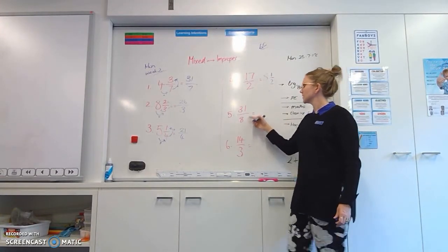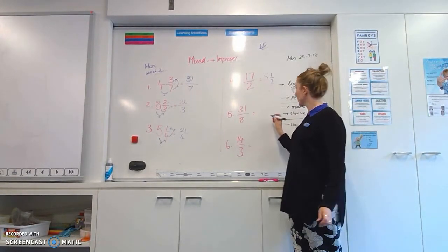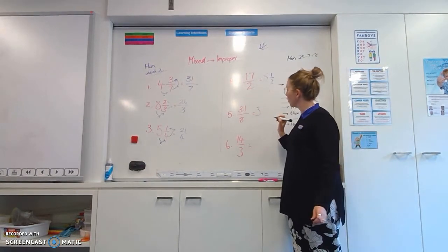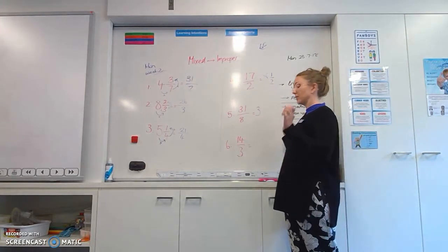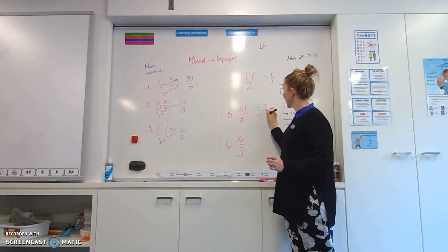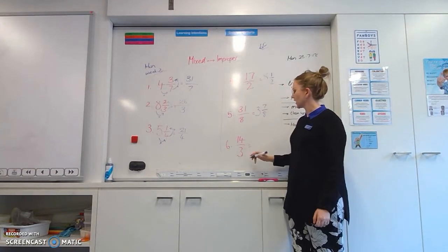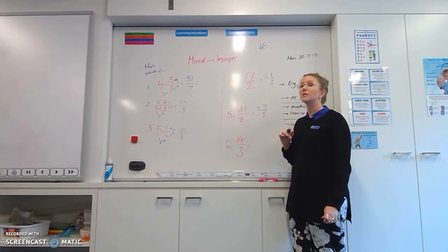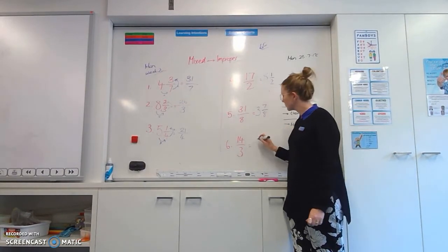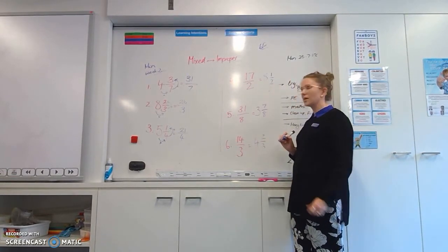How many times does 8 fit into 31? 3 times, gets me to 24. 24 to 31 is a gap of 7, and my original denominator is 8. How many times does 3 fit into 14? 4 times and then 2 left over. Awesome. Got the idea? Excellent.